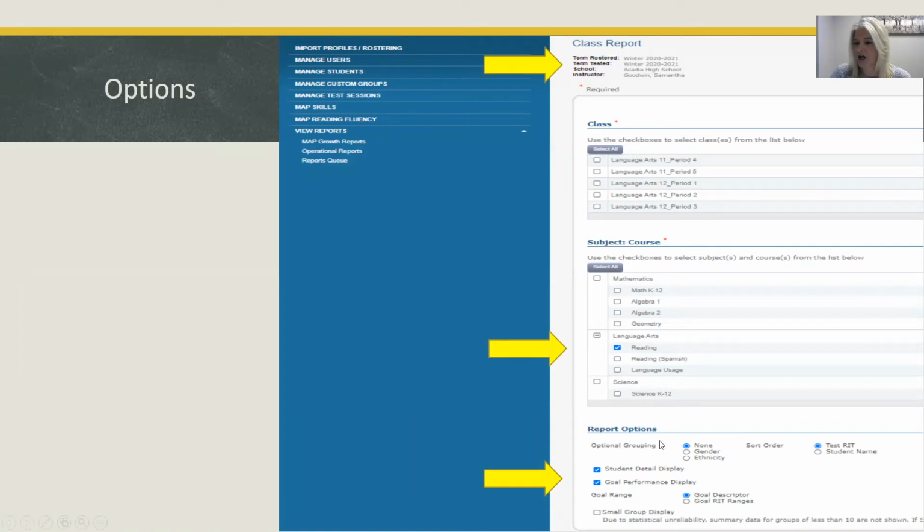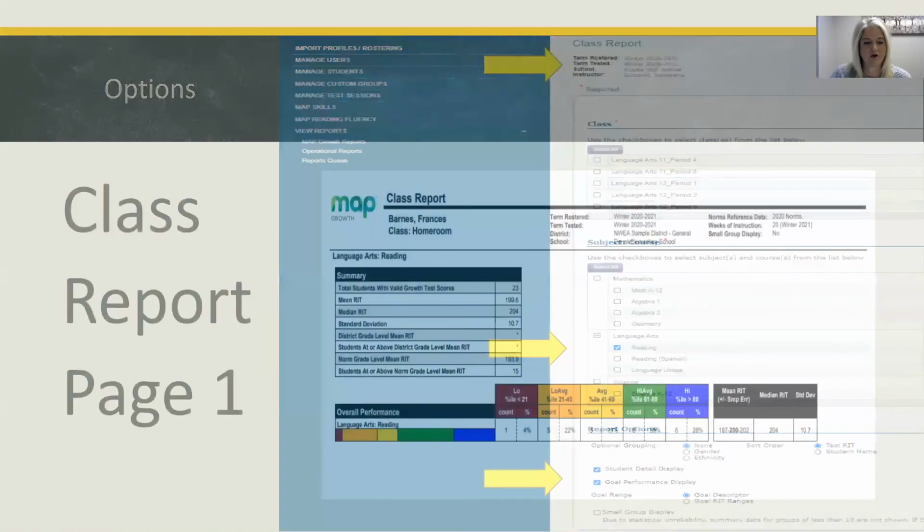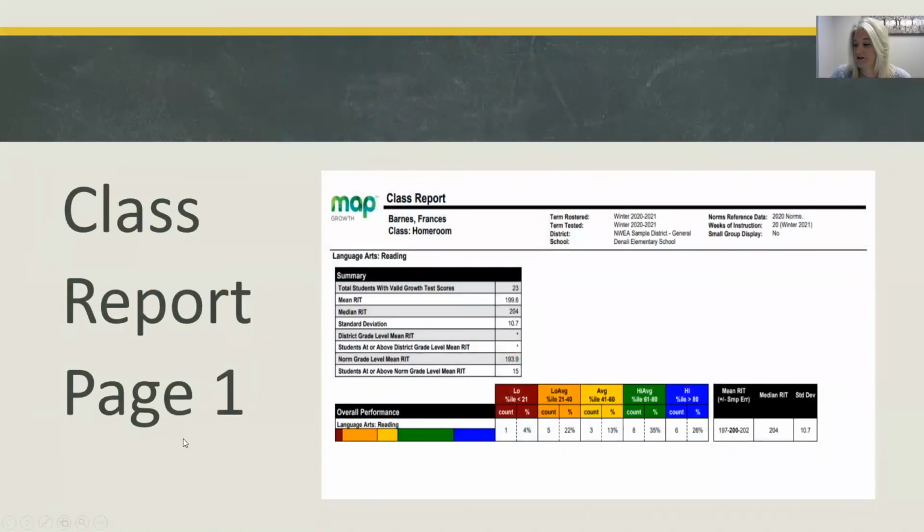Down here under report options, the default is fine. You don't have to change anything under the report options. Now, when these things are all checked, you'll have a little button at the bottom that will allow you to create a PDF. When we create the PDF, this is page 1 of the class report. This is what you should see.